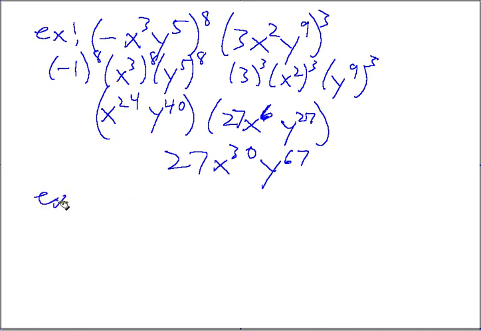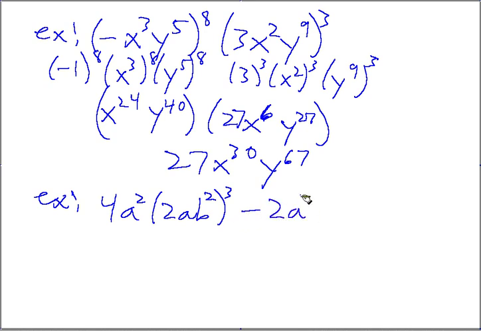Okay, let's try this one here. All right, let's look at this problem. Let's look at 4a squared times the quantity 2ab squared, quantity cubed, minus 2a cubed times 6ab cubed, quantity squared. All right, here's a challenging problem for us.